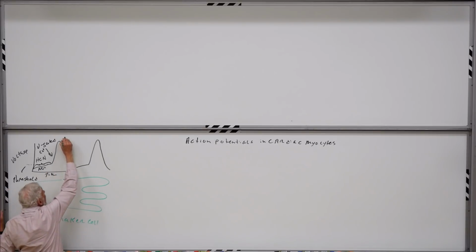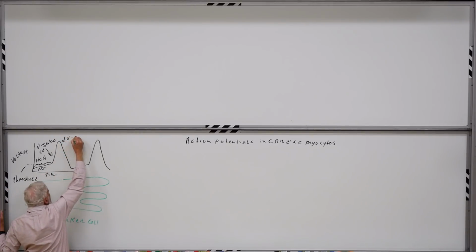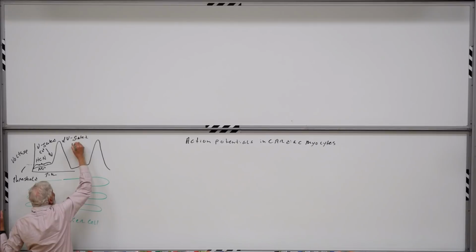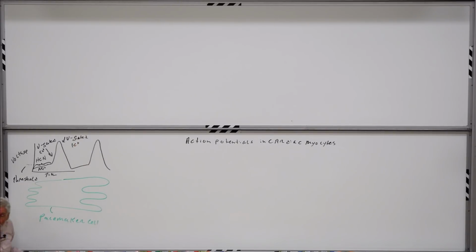All the sodium is coming in through the HCN channels. And then over here, we open voltage-gated potassium channels. Just as we saw in the nervous system, the efflux of potassium repolarizes the membrane. This repolarization then activates the HCN channels, the hyperpolarization activated cyclic nucleotide gated channels. And this pattern continues throughout life once every second or so, every 3/4 of a second, depending on your heart rate.